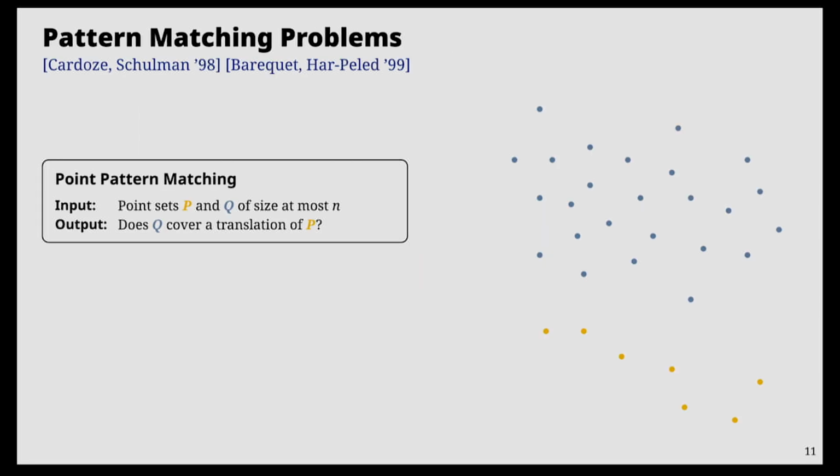Next family of problems. Unfortunately, already the last one. So pattern matching. That's a fun topic not only in string algorithms, but also on points. So this is called point pattern matching, also sometimes called the constellation problem.